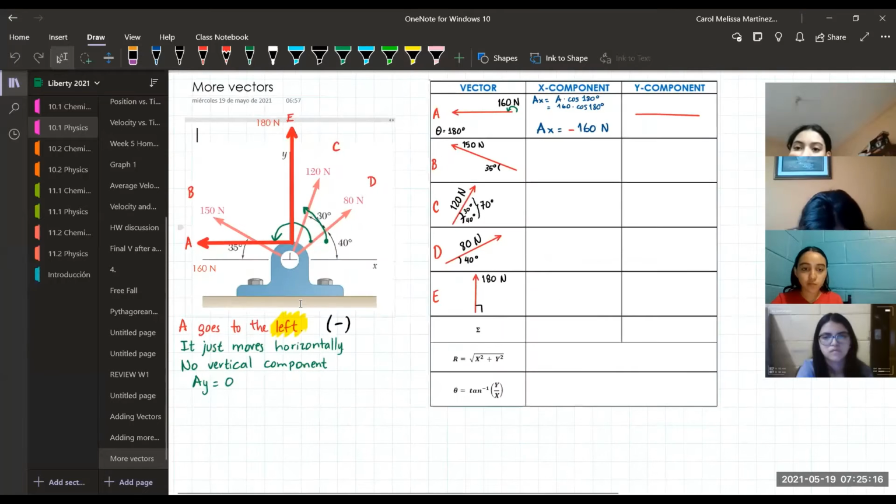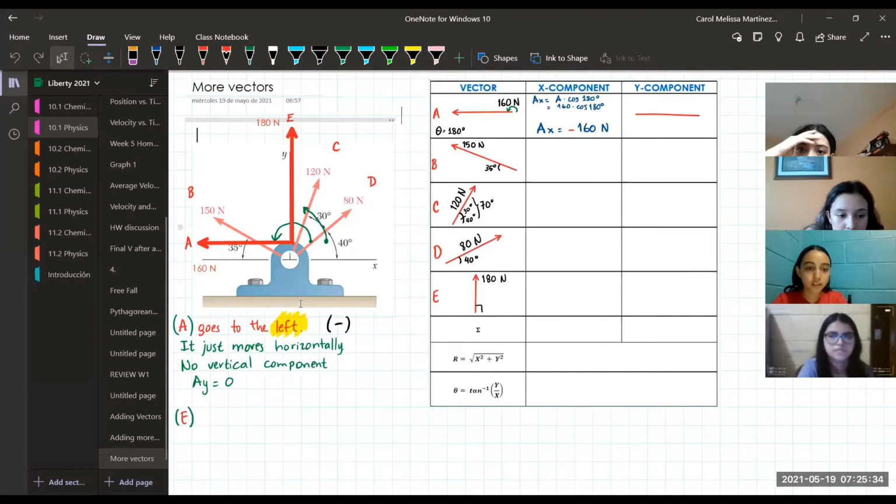But we can do just the analysis for the vector E. So how is E moving? Where is E going? Up. It's going up. Vertical. So E goes up. Okay, so what sign is up? Positive. Positive for Y. Is it moving horizontally to any of the directions, or is it just straight upward? It's just straight upward.